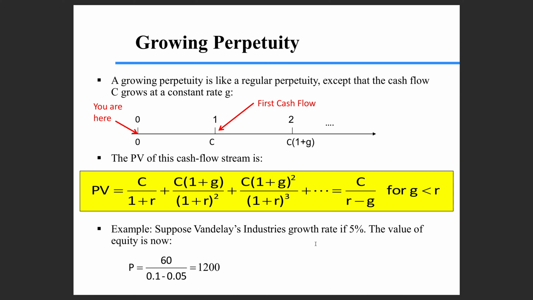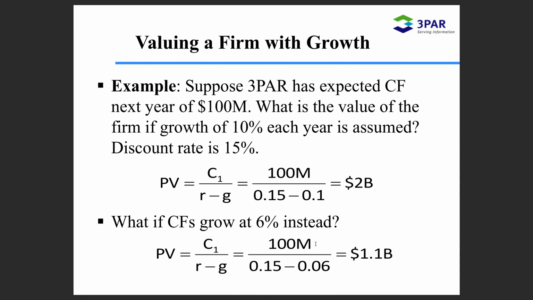Suppose that the firm 3PAR has expected cash flow next year, which is equal to $100 million. What is the value of this firm if its growth rate is 10% and the discount rate is 15%? So please notice that our growth rate G is 10%, which is less than our discount rate R, which is 15%. Apply growing perpetuity formula. Now we substitute numbers that are given in this example, and the answer is $2 billion. So 3PAR is worth now $2 billion.